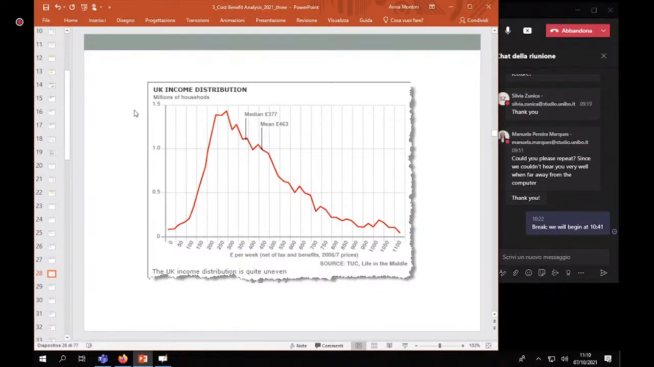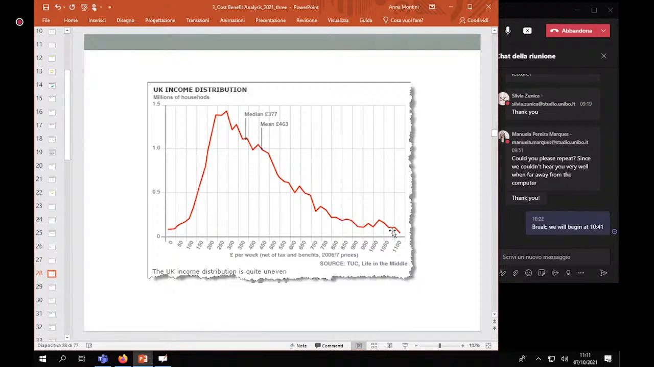Okay, look at this chart. This is a chart that represents the UK income distribution when we consider all the households in the UK. They are old data, but they are able to represent the situation that I want to consider. If I have an income distribution like this, it means that I have a positively skewed distribution because I have a long tail on the right.